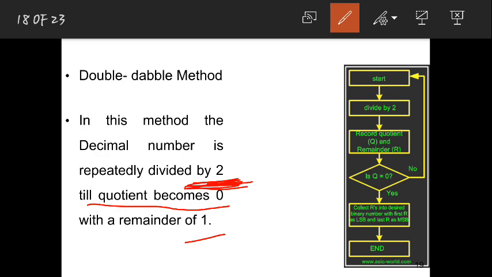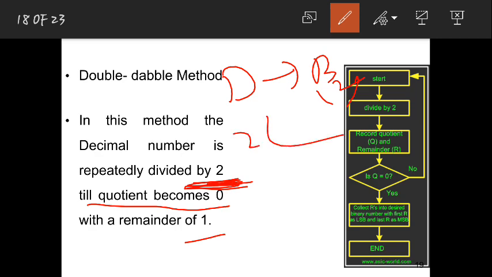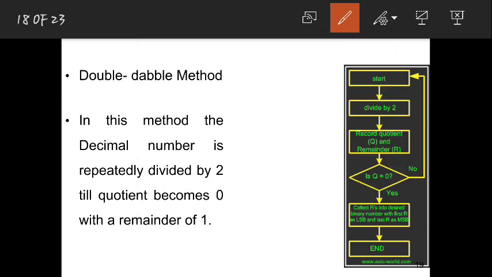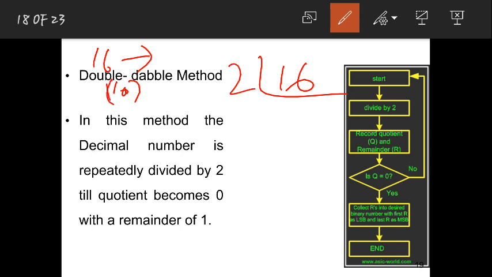Why are we dividing only with 2? Because I am trying to convert decimal to binary, and binary's base is 2. That is the reason I should always divide it with only 2. Whatever number I take, say 16, if I want to convert this 16 decimal number, 16 to the base 10, into binary format, I will just divide with 2.